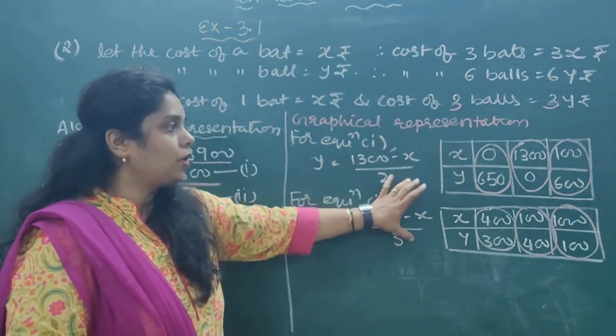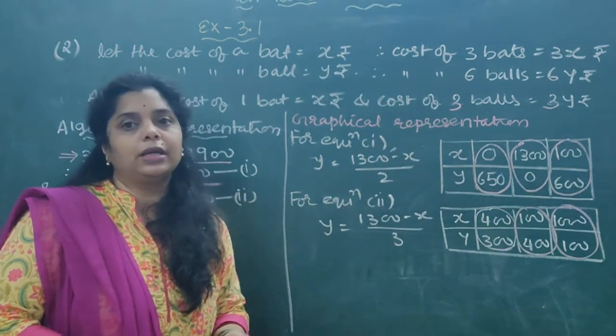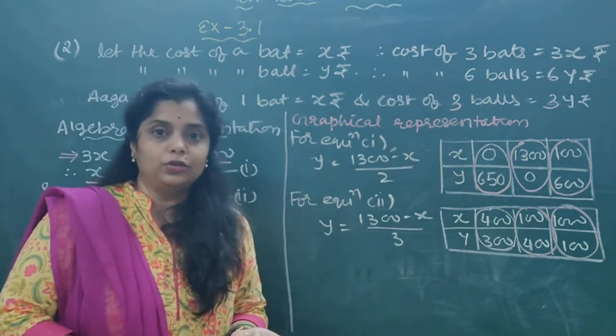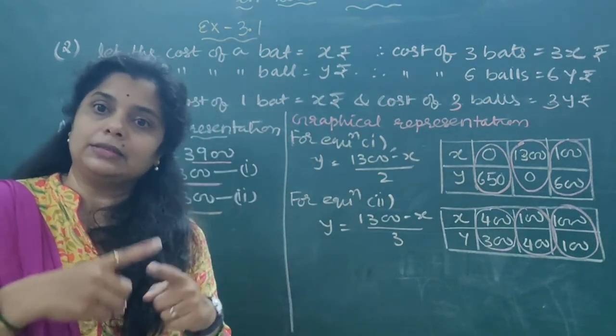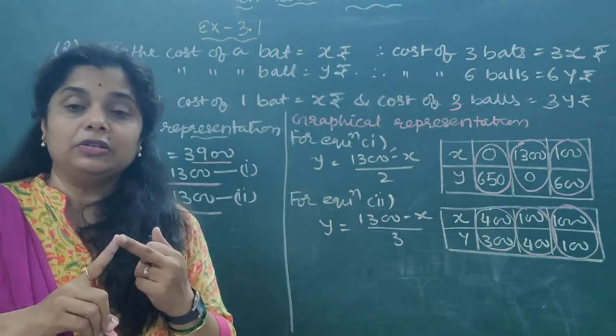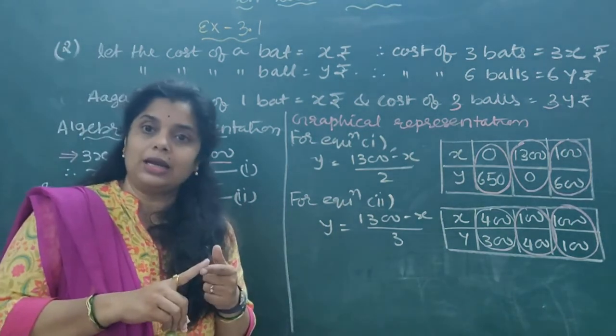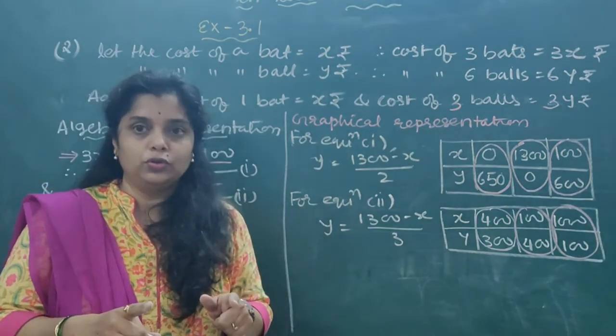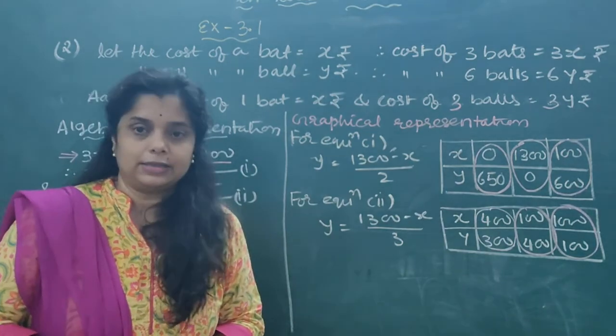Now plot these points on a graph and you will get an idea whether you get a unique solution by intersecting two lines, or infinite solutions by coincident lines, or no solution having parallel lines.